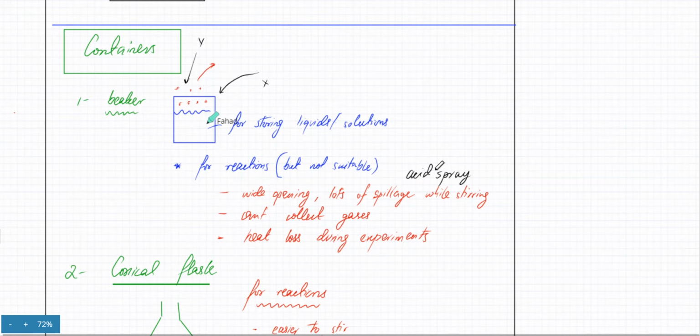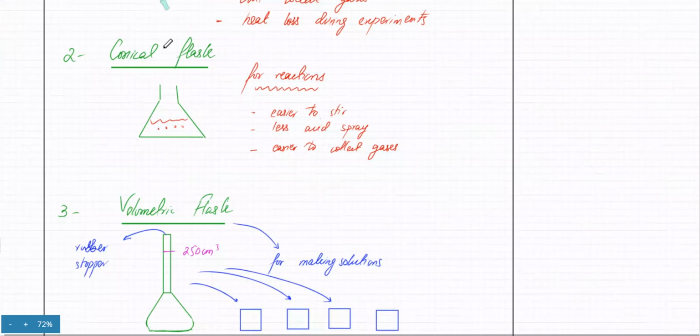So anyways, beaker is not suitable for reactions, but people do use it for reactions. The best thing that's suitable for reactions is your conical flask. It's easier to stir kyunki usko shake karoge, it has a smaller opening. So things won't fall out. There's going to be less acid spray, ke agar wo bubbles ban ke things are falling out, the opening is not big, so most of the acid spray is going to remain inside, and it's easier to collect gases. Okay, the top could be stoppered, you can collect gases, you can put a measuring syringe at the top because it has a smaller opening.